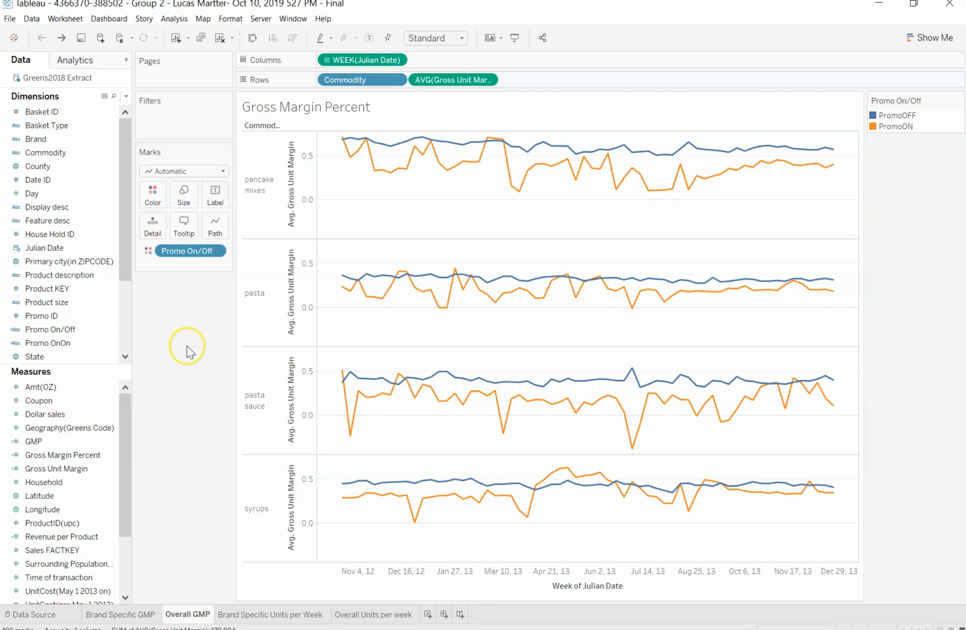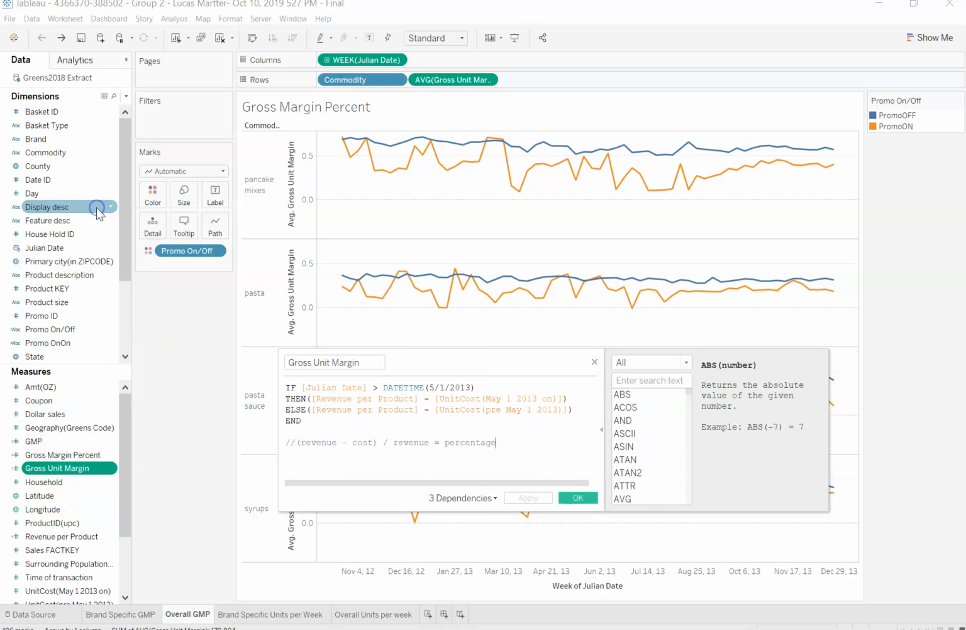Okay, let's take a look at this for team two and see what we can change. First of all, to notice along here, we have the average gross unit margin. If we look at that average gross unit margin, the definition for that, just a second here. Okay, the gross unit margin here is they've taken a revenue per product and subtracted the actual unit cost.